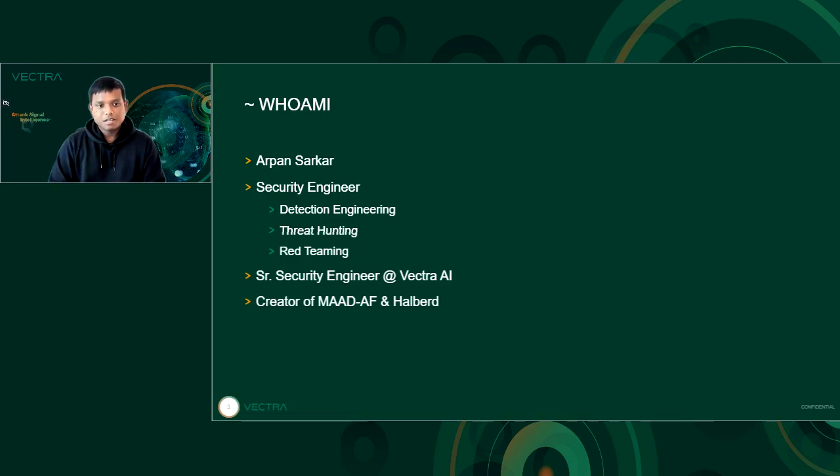My name is Arpan Sarkar, and I've been a security engineer for over 6 years now. In that time, I've had the fortune of doing some of the things I really enjoy doing, such as detection engineering, threat hunting, red teaming for organizations across the globe. Currently, I'm a senior security engineer here at Vectra AI, focusing primarily on cloud security and threat hunting.